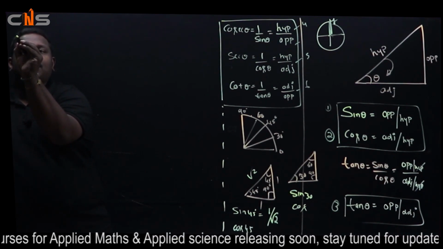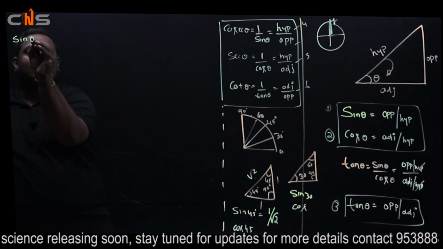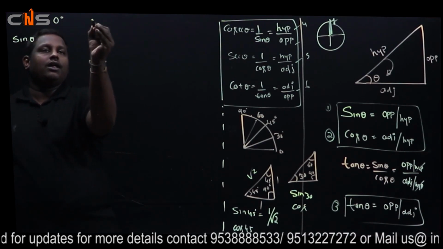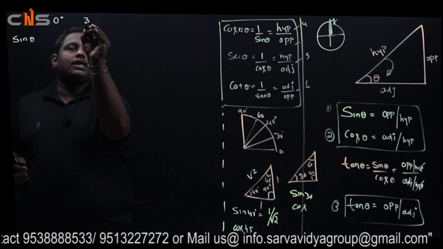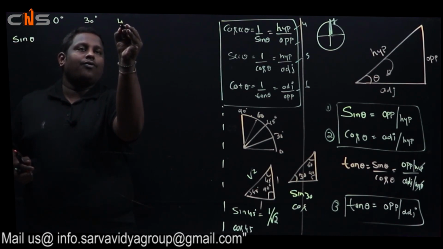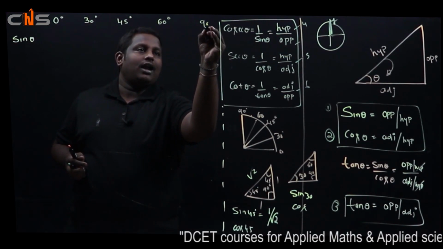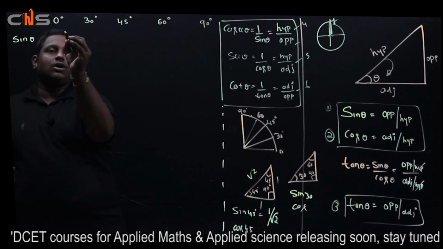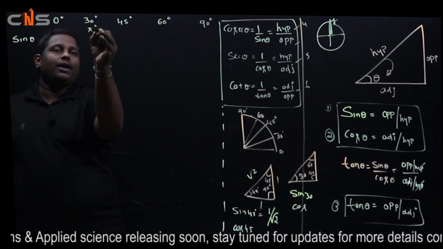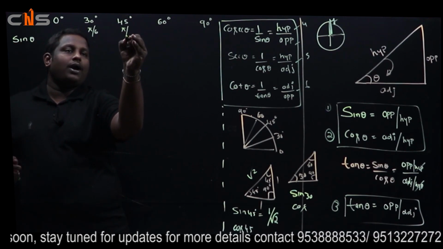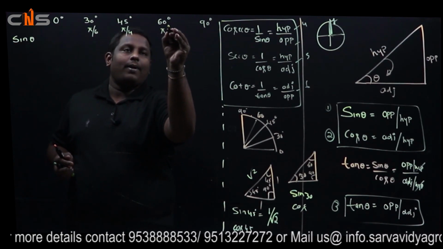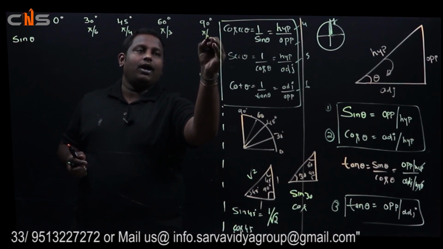So first thing is, let us take sin theta, 0 degree, 30 degree, 45 degree, 60 degree and 90 degree. So how to write in radians? Pi by 6, pi by 4, pi by 3, pi by 2.